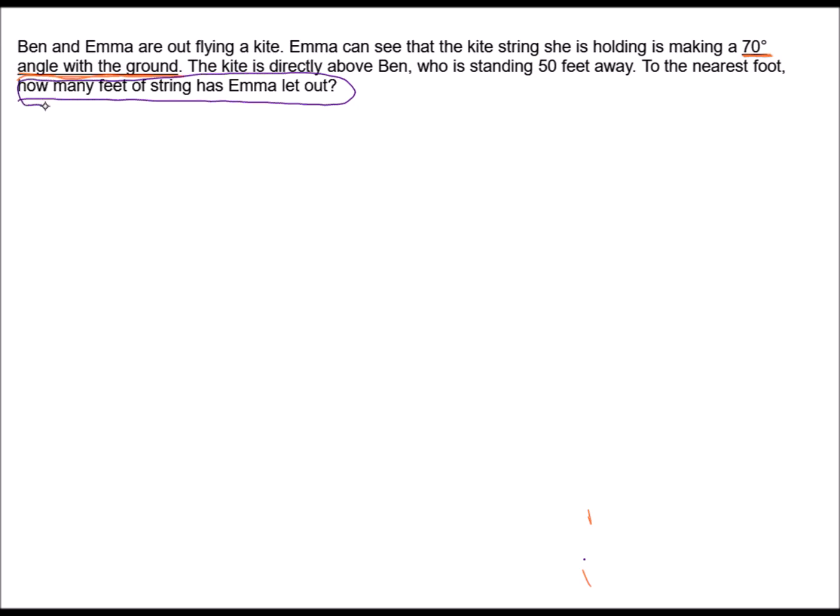Once we get our triangle labeled, we can figure out where that X goes. We've got our angle here. We just need to figure out where it goes in that right triangle. And then we've also got this 50 feet away. So we've got a few numbers to figure out where they go, but we know it's going to be a right triangle. So here's Emma. She's holding the string, and the kite's going out along there. There's my kite.